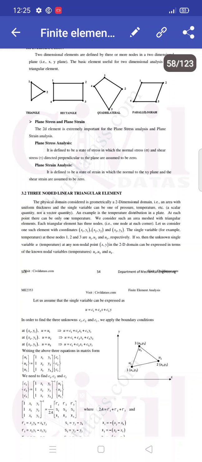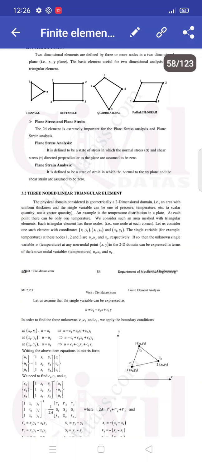Three-noded linear triangular element. The physical domain is geometrically a two-dimensional domain, that is, an area with uniform thickness, and the single variable can be one of pressure, temperature, etc. It is a scalar quantity, not a vector quantity. An example is the temperature distribution in a plate. At each point, there can be only one temperature. We consider the area method with a triangular element.